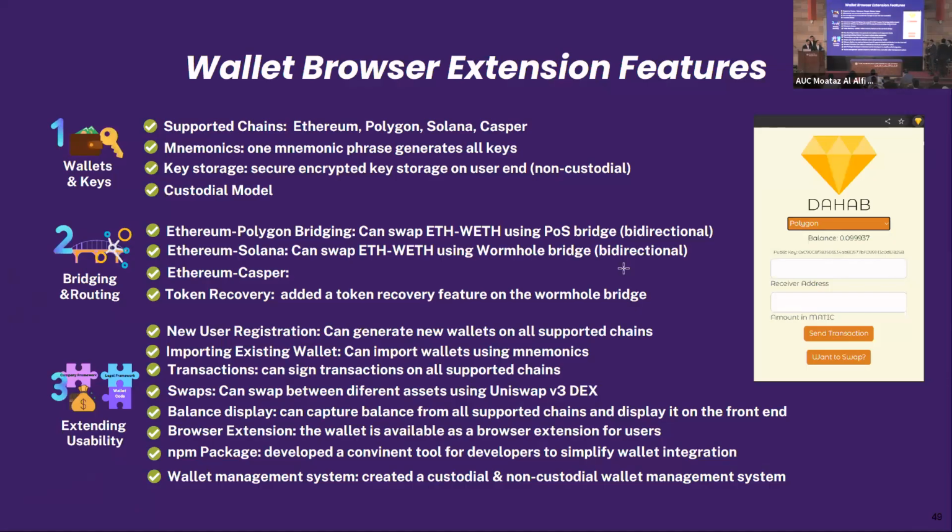Now these are our wallet browser extension features. For our wallet and keys, we have supported chains Ethereum, Polygon, Solana, and Casper, and we store keys locally, securely. And for bridging and routing, we support Ethereum, Polygon bridging and Ethereum, Solana bridging as well. And we have a proof of concept for Ethereum and Casper. And for usability, we have a browser extension, as we have shown you, and an npm package for developers to use.